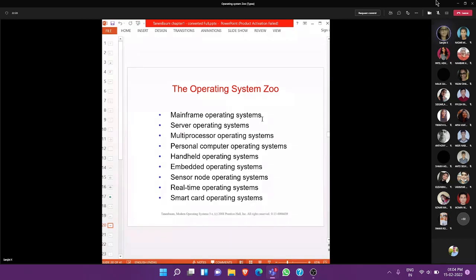The second type of operating system is server operating systems. If any concerns or corporates want to keep a server for themselves. Even in our college we have a server. The server is common for all the labs which are there on the fourth floor.